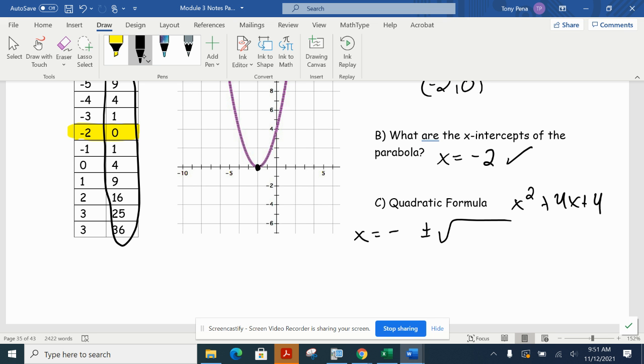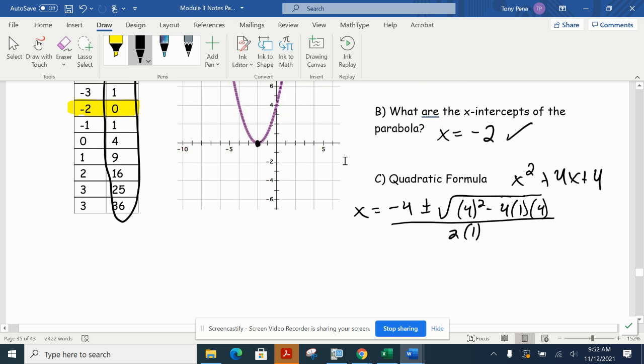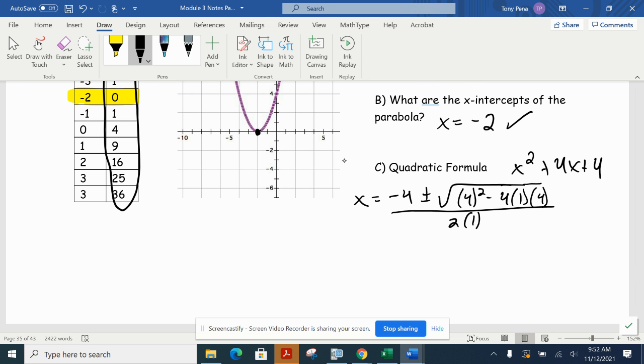So the 4 is your b. So negative b, so negative 4. Then you would have your b squared. And then minus 4 times a, which is a 1. And then c, which is a 4. And then all over 2 times a. Actually, finish that off and tell me what's now unique about this. Nothing crazy. It's not going to be like a magic trick or anything, but something interesting should happen here.